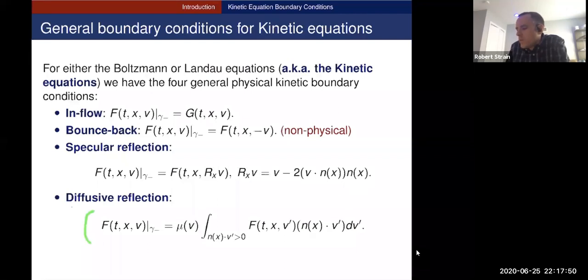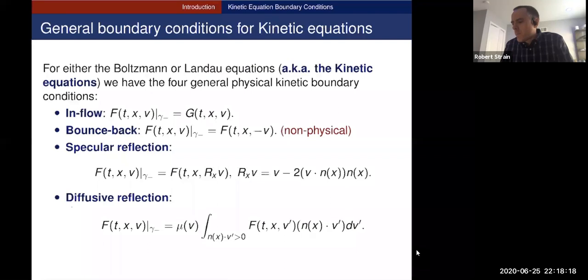And you also have the diffuse reflection boundary condition, where f on the boundary Gamma minus is mu, where mu is a steady state that I'll define in a minute, times the integral of f dotted with the normal over the set where n dot v prime is positive. So these are the boundary conditions for kinetic equations. It's worth mentioning them so that you can see the whole model.